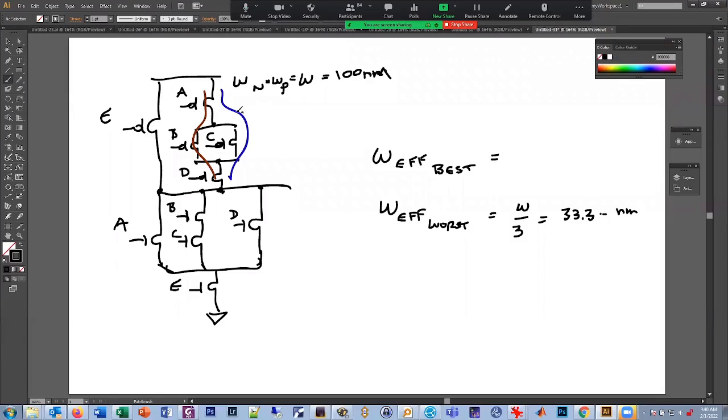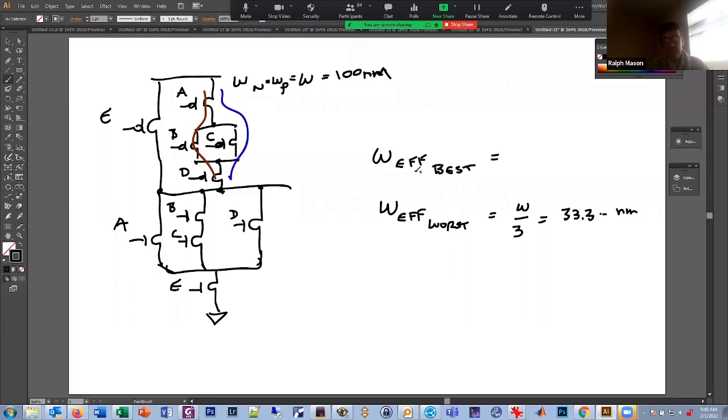So then to determine the W effective worst, it'd be whatever path has the most transistors in series, assuming they're all the same size. Yep. Yeah, I get it. Everybody okay with that?